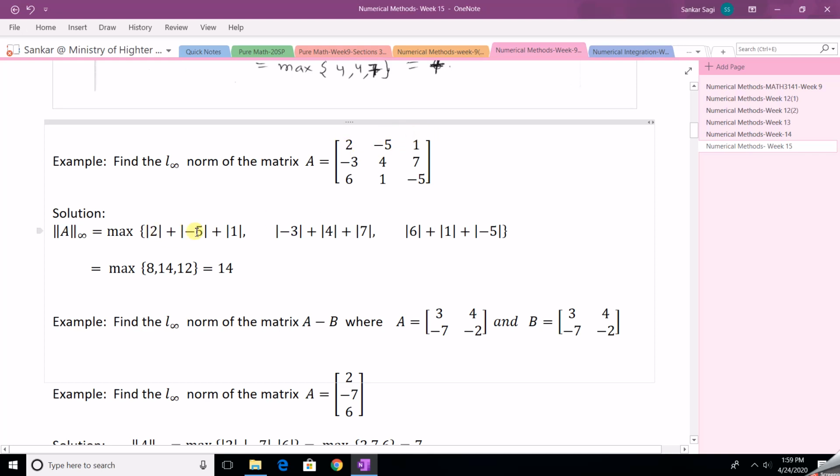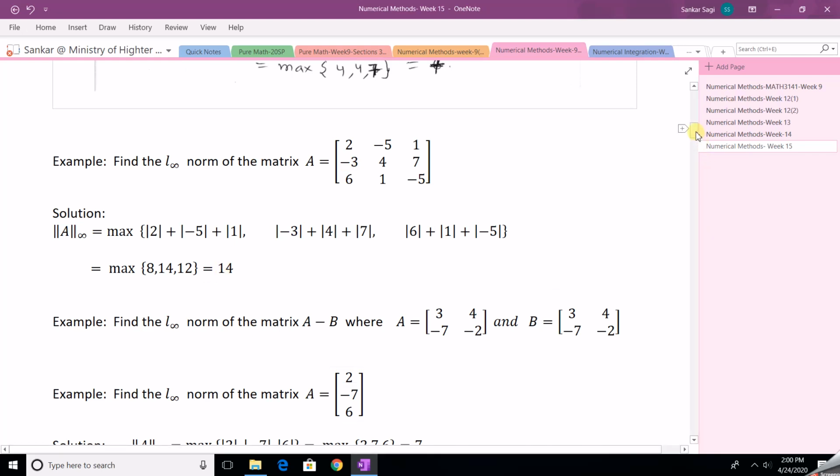this is the sum of the absolute values. For the second row, this is the sum of the absolute values. And the third row, this is the sum of the absolute values. So this sum is 8, second one is 14, third one is 12. And the maximum of those three values, maximum of 8, 14 and 12 is 14. So the L infinity norm of this matrix is 14.